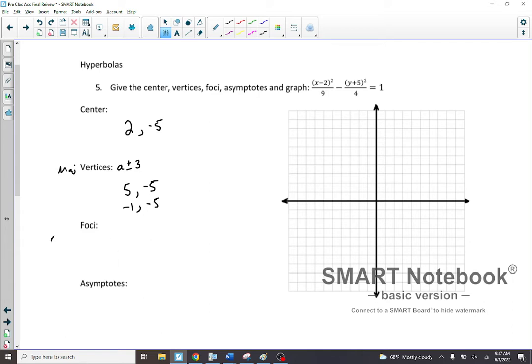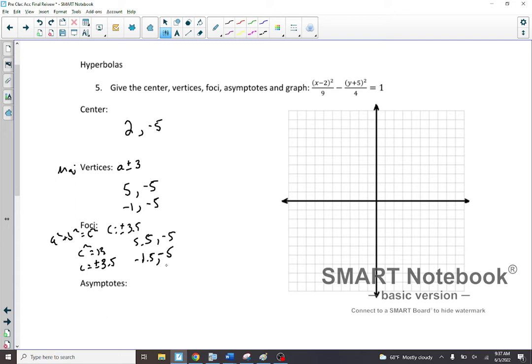The foci, this is a squared plus b squared equals c squared. A little bit of algebra. C squared is going to equal 9 plus 4, which is 13. So the square root, c is about plus or minus 3.5-ish, probably 3.6. So c is plus or minus 3.5. So we just add that to the x value. So 5.5 comma -5 and -1.5 comma -5.